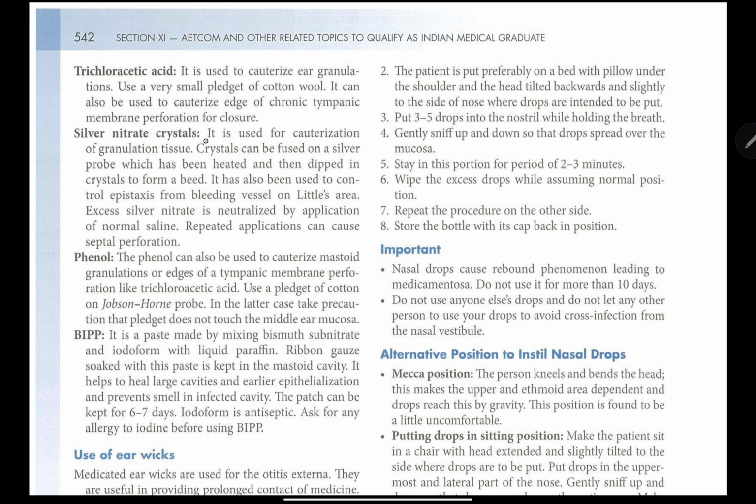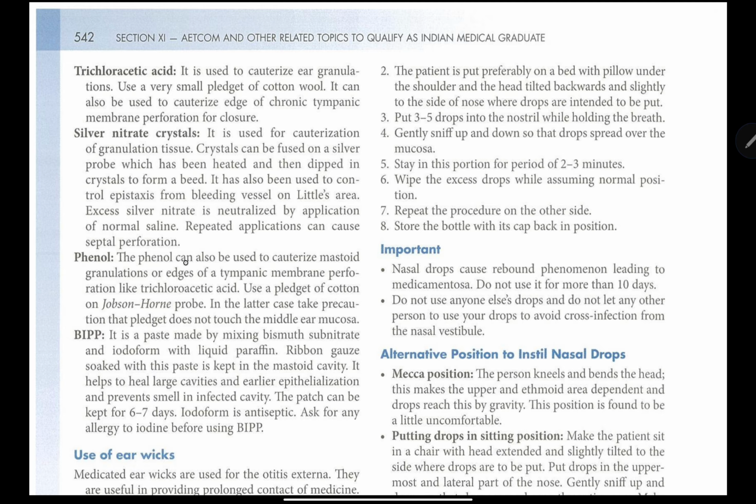Silver nitrate crystals. It is used for cauterization of granulation tissue. Crystals can be fused on a silver probe, which has been heated and then dipped in crystals to form a bead. It has also been used to control epistaxis from bleeding vessel on Little's area. Excess silver nitrate is neutralized by application of normal saline. Repeated applications can cause septal perforation.